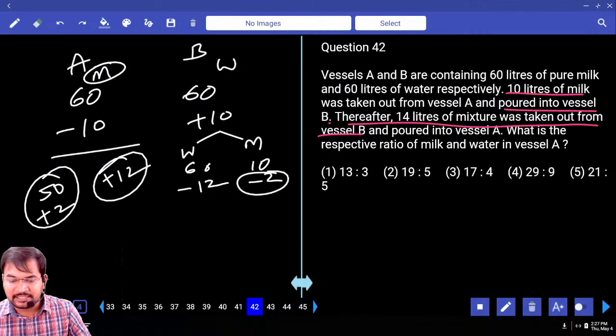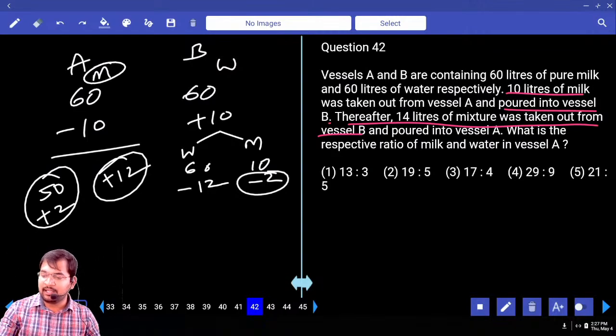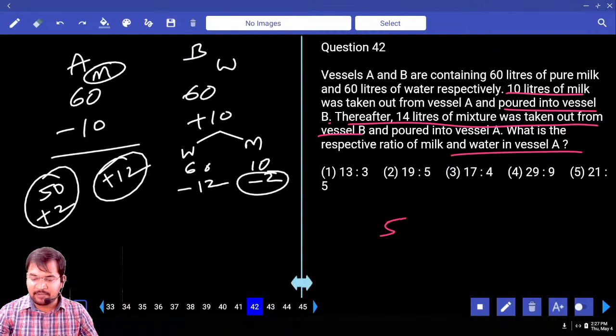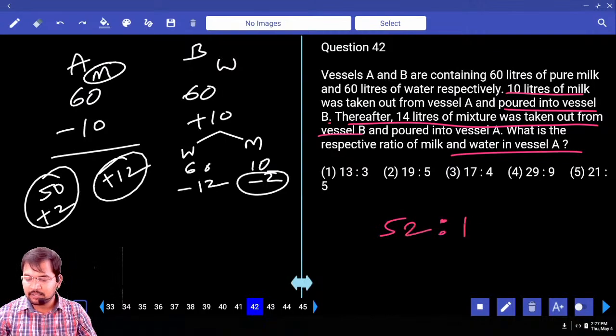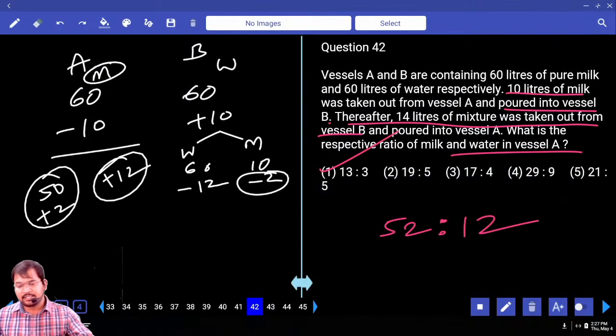Now they are asking what is the respective ratio of the milk and water in the ratio. So milk is how many parts? 52. Water is 12. 4 table 413 times 4 3s are. So whenever you are taking from the mixture, equal quantity of milk is coming out and equal quantity of water is coming out according to the respective ratio. It's not possible to separate manually milk and water.